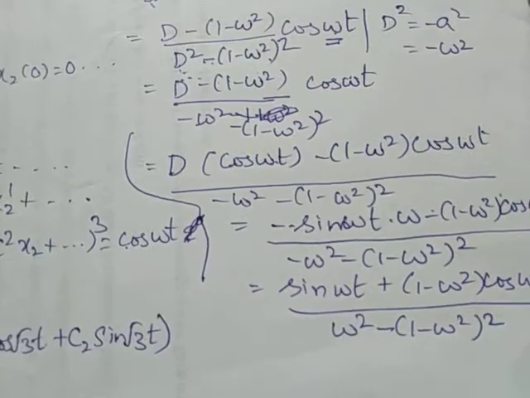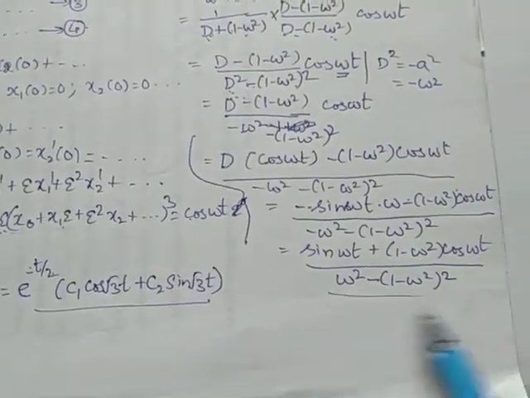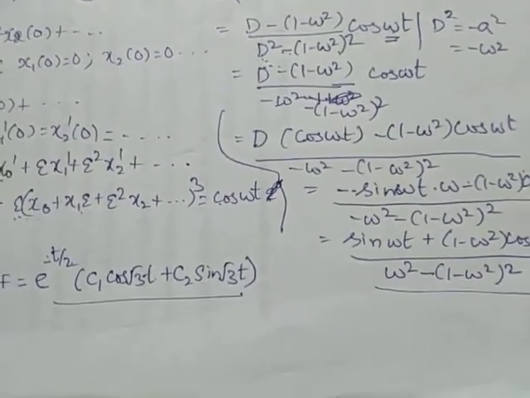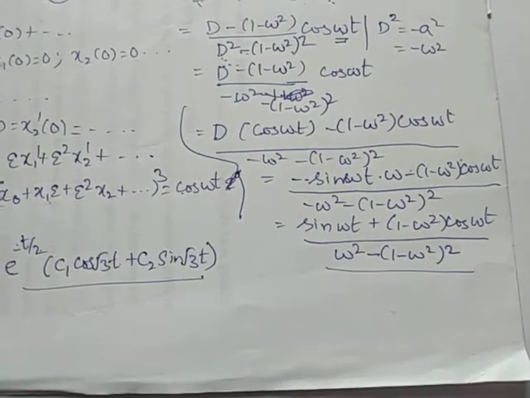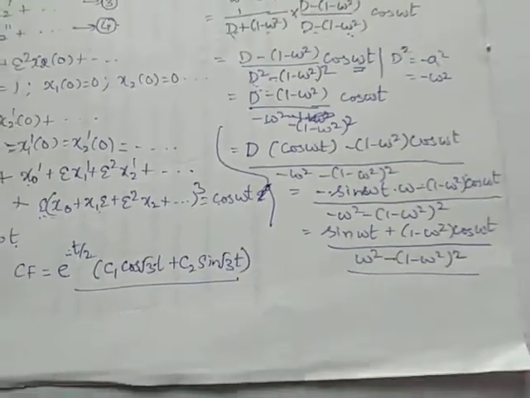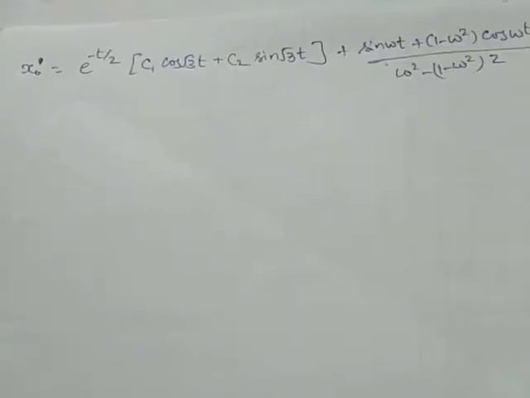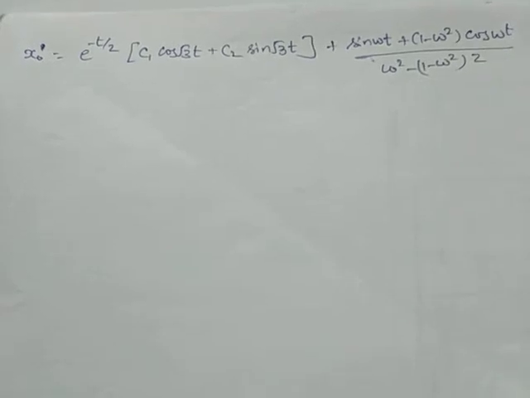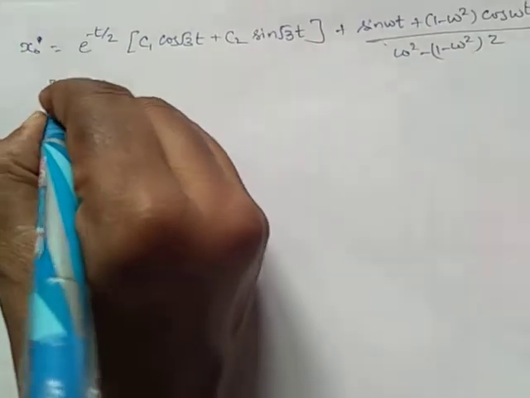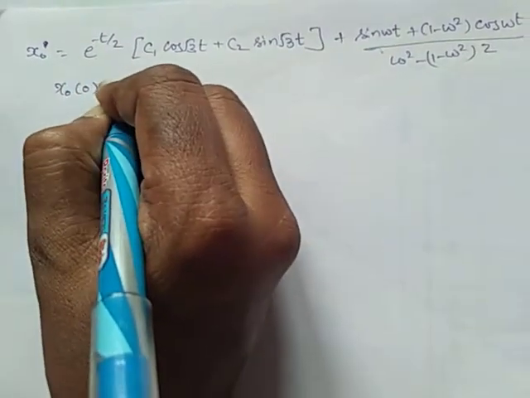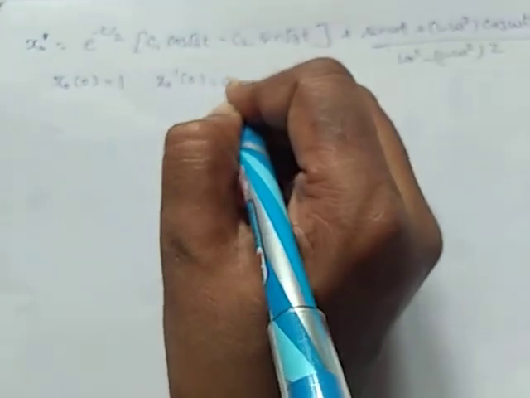So we got the complementary function and the particular integral. If we add this term and this term, that is the solution. Now we have to find the constants also, C1 and C2. So this is our solution, and we have to find C1 and C2. So what is our condition? X0 of 0 equal to 1 and X0 dash of 0 is equal to 0.